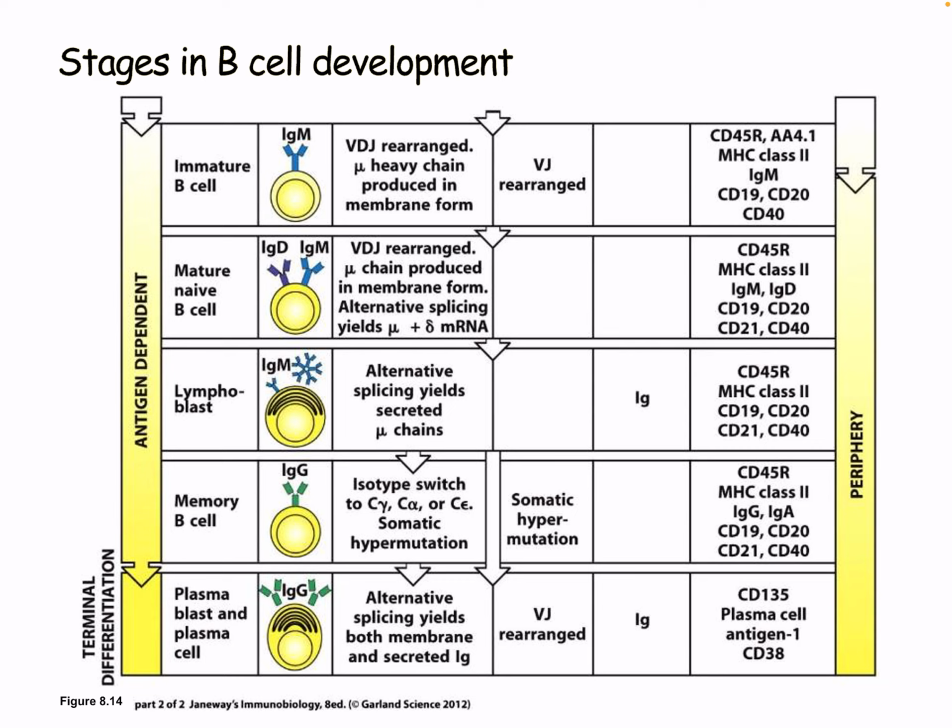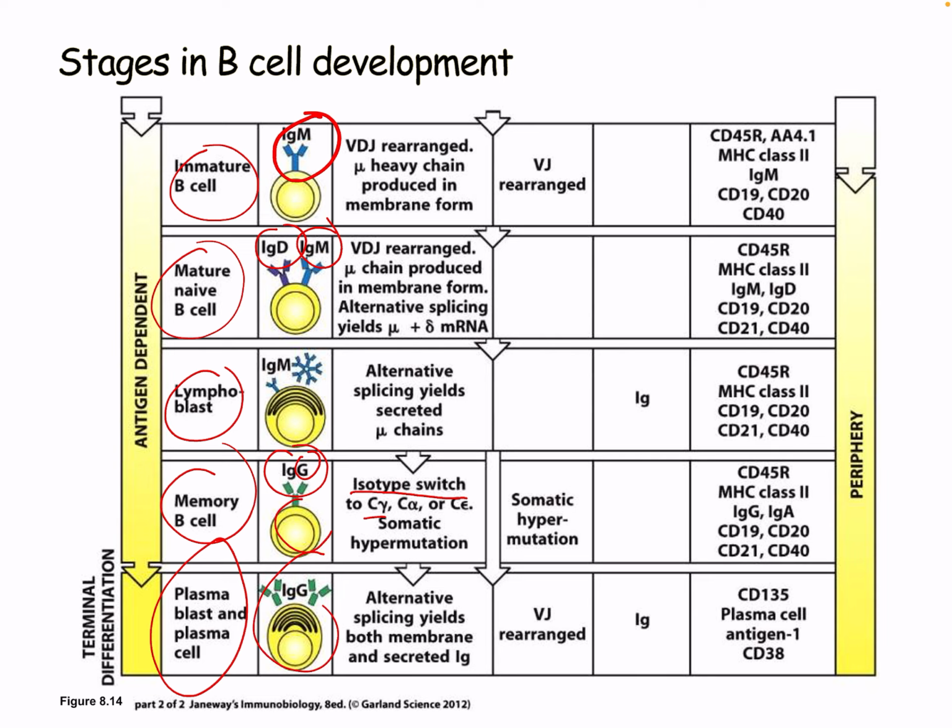So this is that figure continued essentially. Now we have our immature B cell expressing our IgM. Then we have our mature naive B cell, expressing both IgD and IgM. Then we have our lymphoblasts and memory B cells, which we can see here as isotypes. There's isotype switch using C gamma, which is through IgG. And then we also have our plasmablast cells. And yeah, so these are our effector molecules. And here's our memory cell. So again, our markers of differentiation, so we can identify them. And here we can see VDJ rearranged, somatic hypermutation, and our VDJ rearranged again.